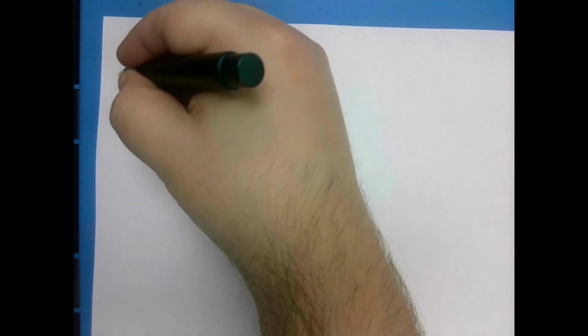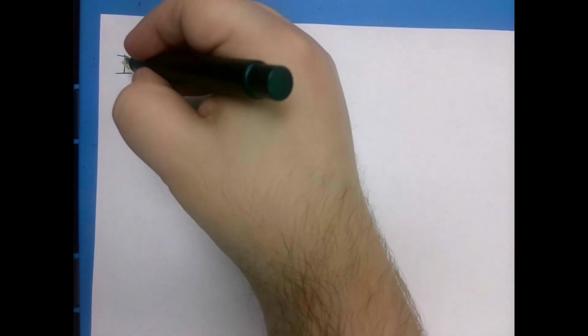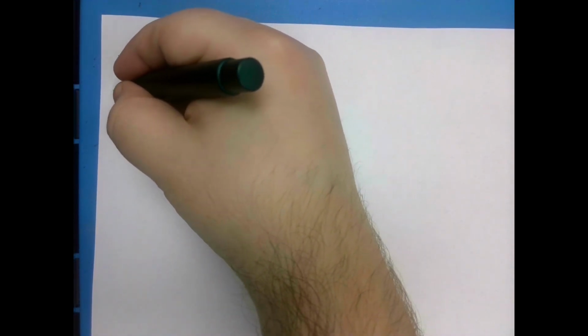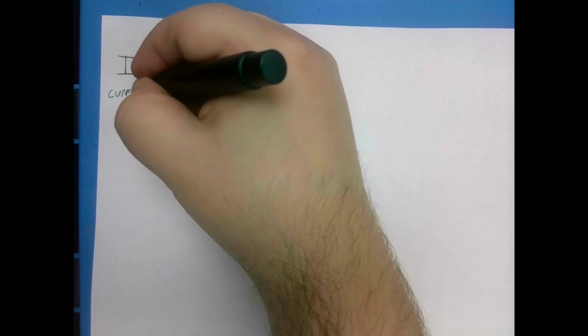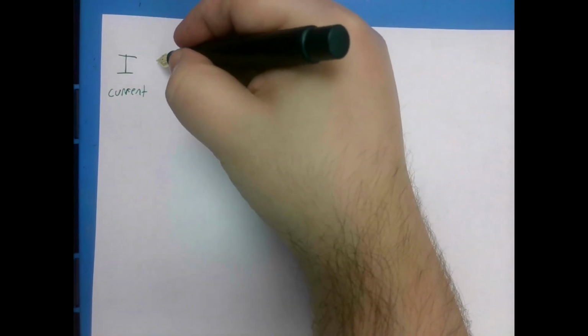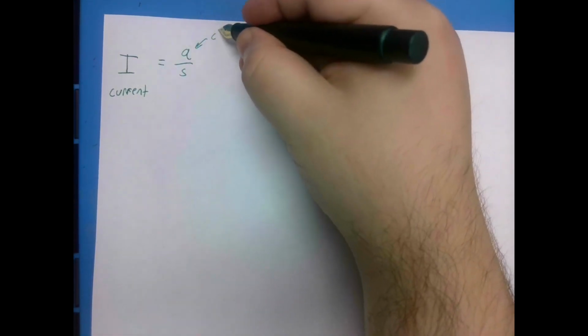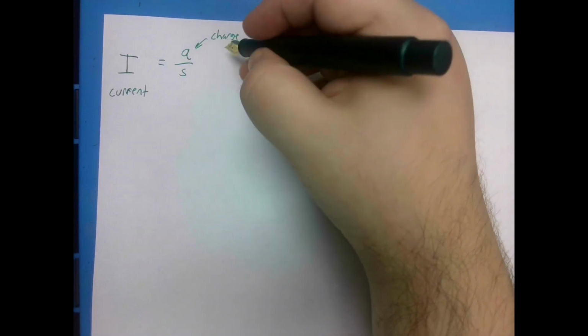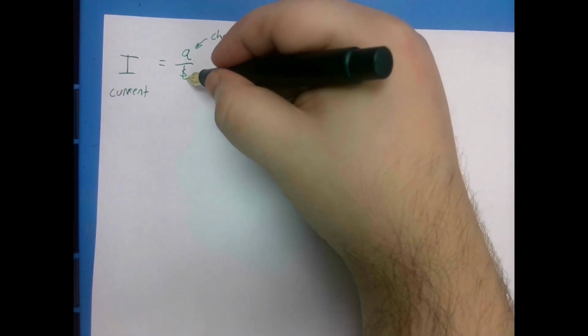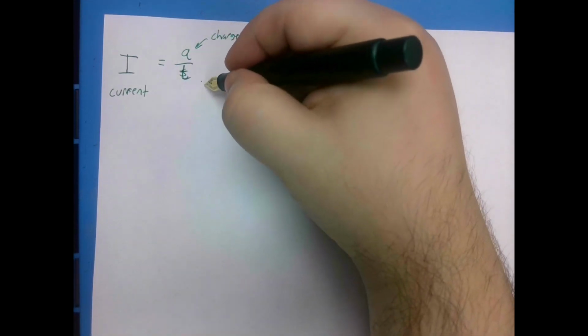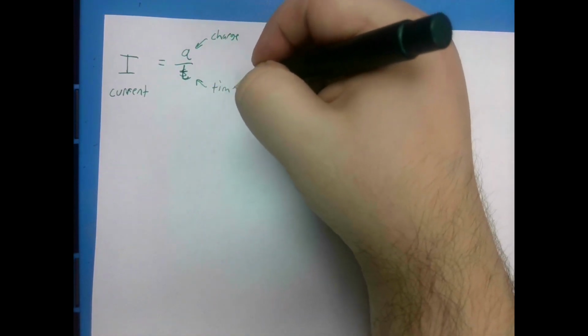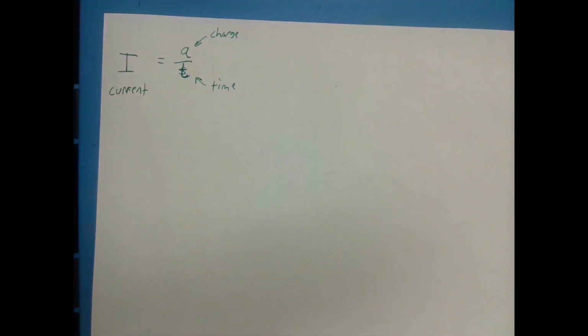We saw that current, represented by the letter I, is a measure of charge per second. I just put T. So how many charges are actually going through a single point every so much time units?